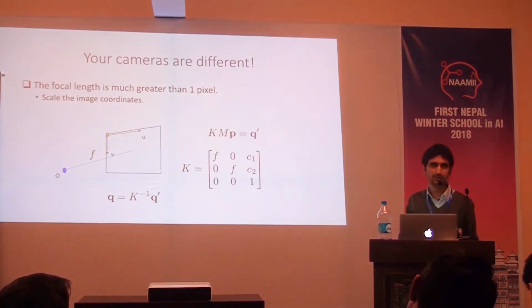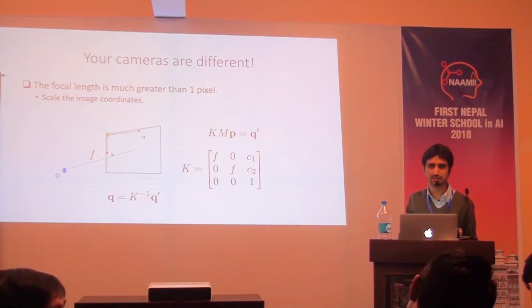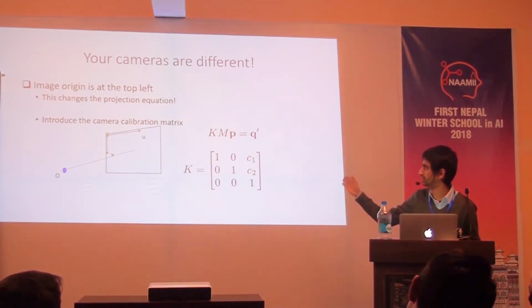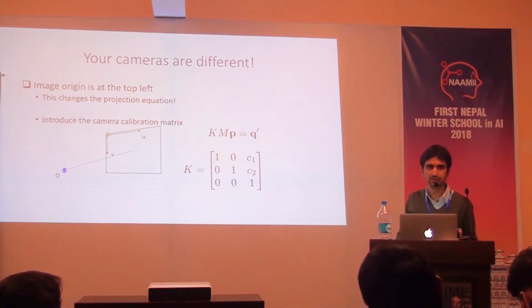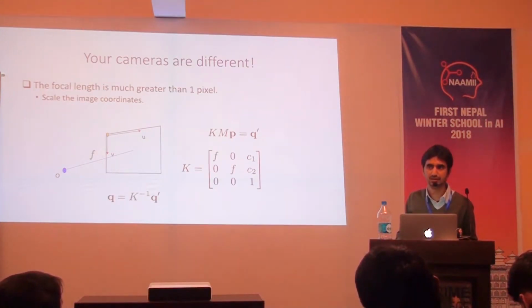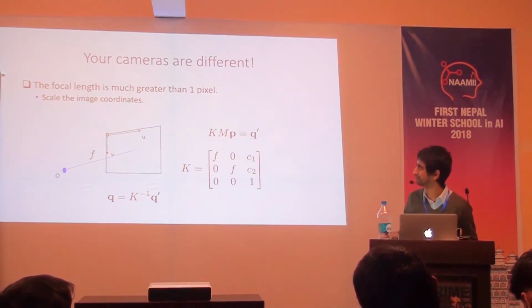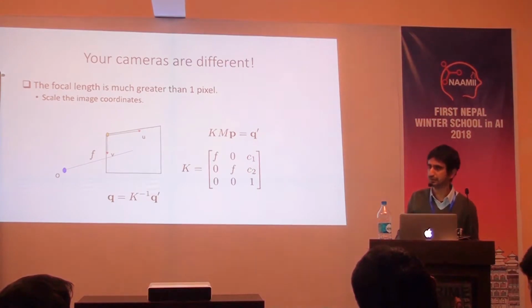Is anyone confused about the focal length? I think this is trickier than this shifting coordinate because of C1, C2. Nobody? Okay.